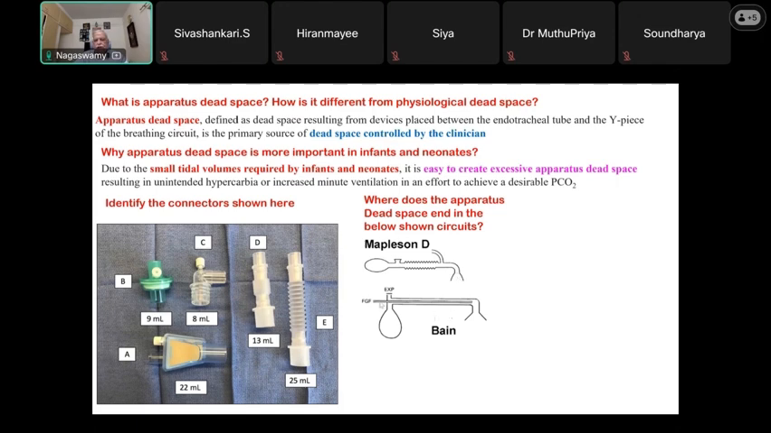Here also in the Bain circuit, fresh gas flow is being delivered very close to the mask. So in both these circuits, the apparatus dead space, if I have to shade it, will be only up to this. Whereas in this one, what is this circuit? Any idea? I can give you a clue. This resembles an alphabet.